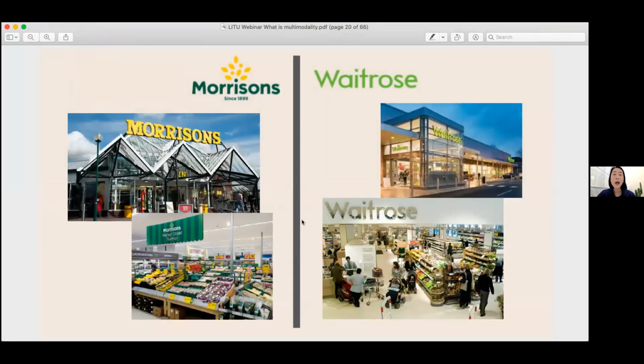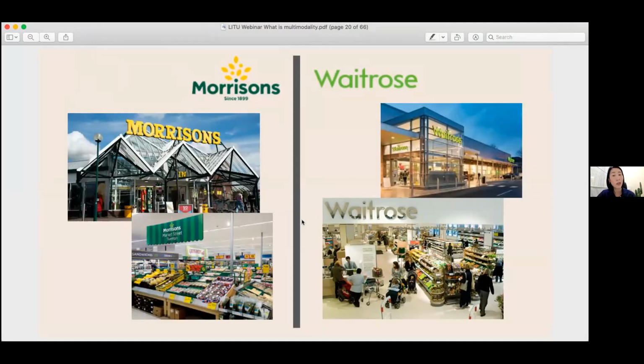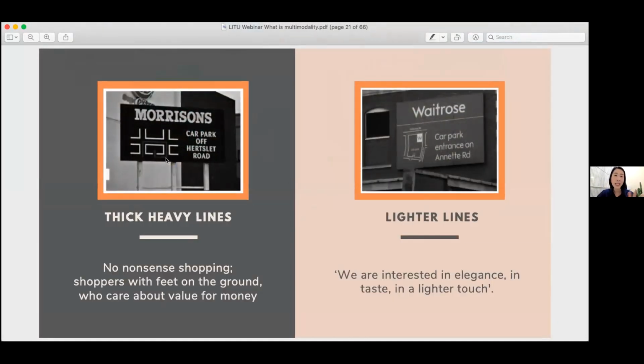So this is what Chris came up with, because I got this from Chris, right? He already analyzed it, and this is what he came up with. You can either agree or disagree, right? So you can say that for Morrisons, it uses a lot of thick, heavy lines. So I think all of you guys summed it up really well.